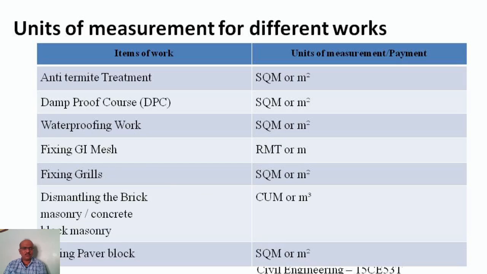Damp proof course DPC is also measured in square meter. Waterproofing work is also measured in square meter. Fixing of GI mesh is measured in running meter. GI mesh, the fixing of GI mesh, usually it is used for joints and all, so the thickness and width will be specified here, so the GI meshing is measured in running meter.